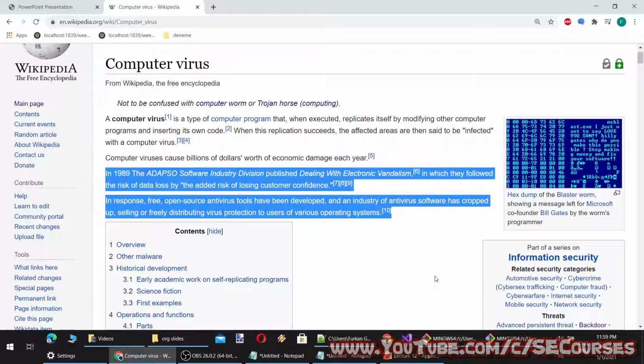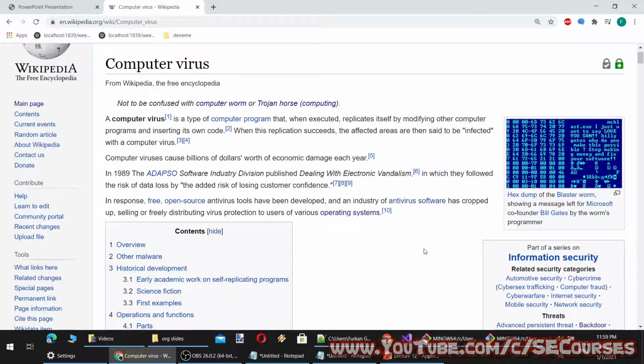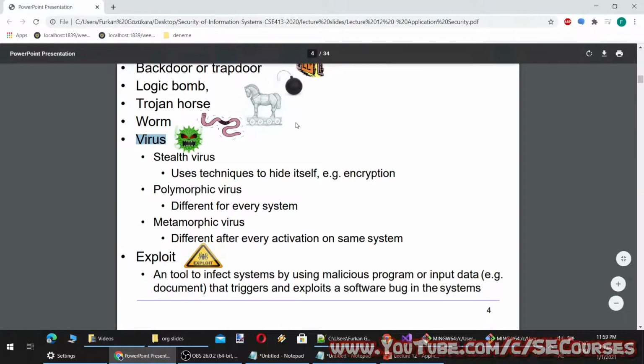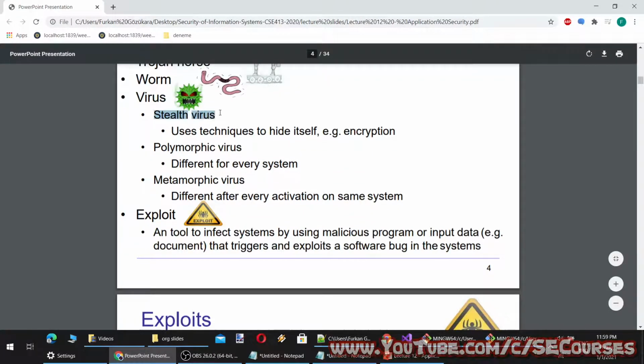In 1989, the ADAPSO Software Industry Division published Dealing with Electronic Vandalism, in which they followed the risk of data loss by the added risk of losing customer confidence. In response, free, open-source antivirus tools have been developed, and an industry of antivirus software has cropped up, selling or freely distributing virus protection to users of various operating systems. Okay, so there are subtypes.